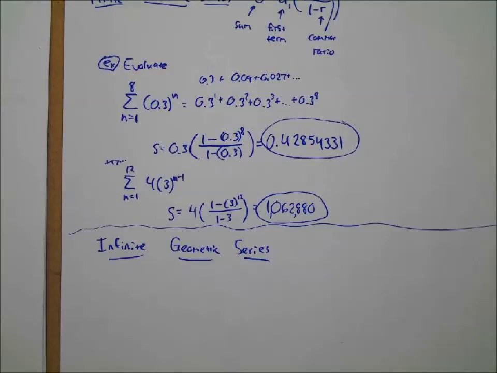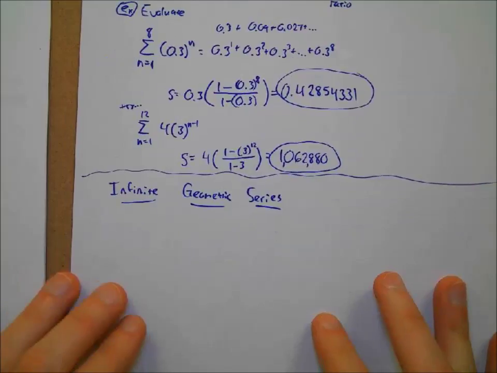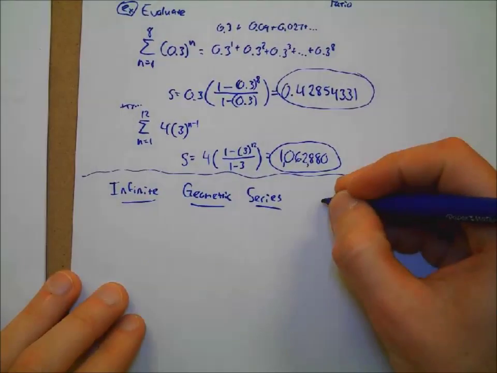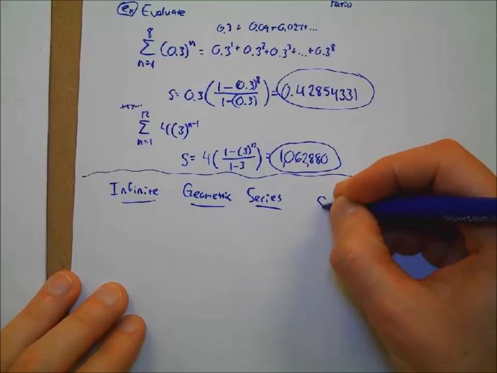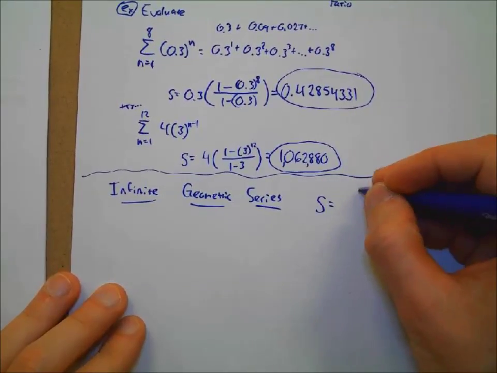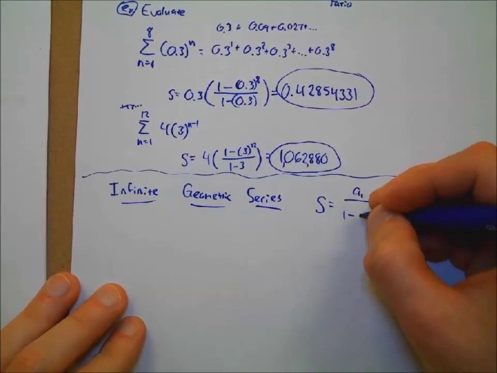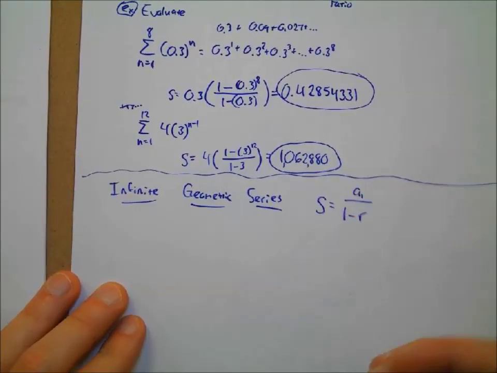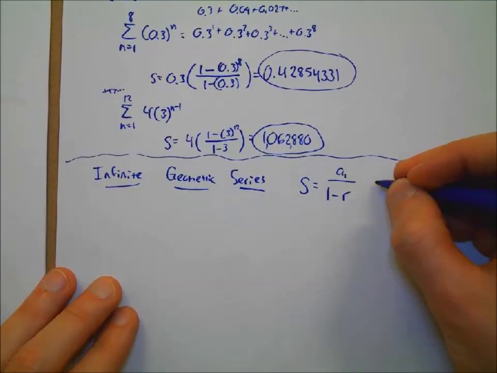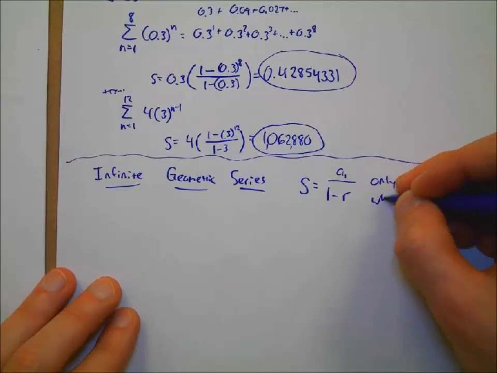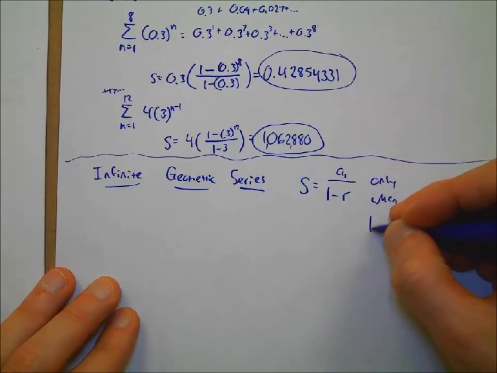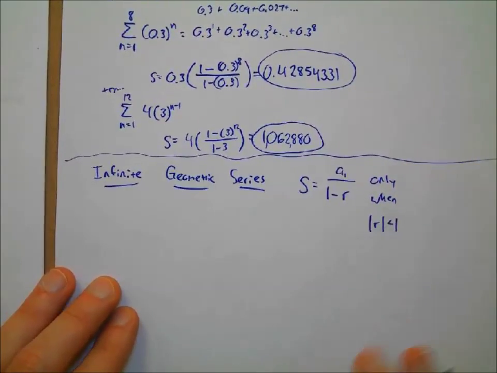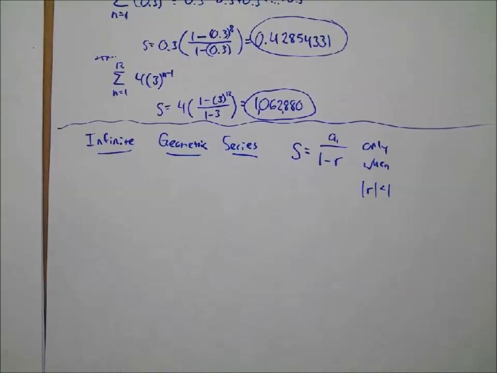And so yes, that is exactly our stipulation here. So for an infinite geometric series, the sum will be the first term divided by 1 minus your common ratio, like that, only when the absolute value of r is less than 1. This is crucial.